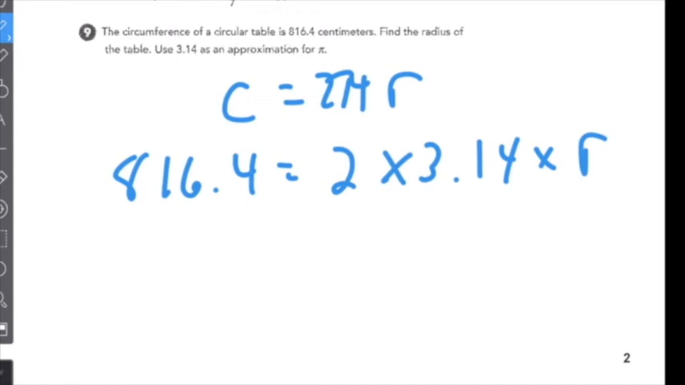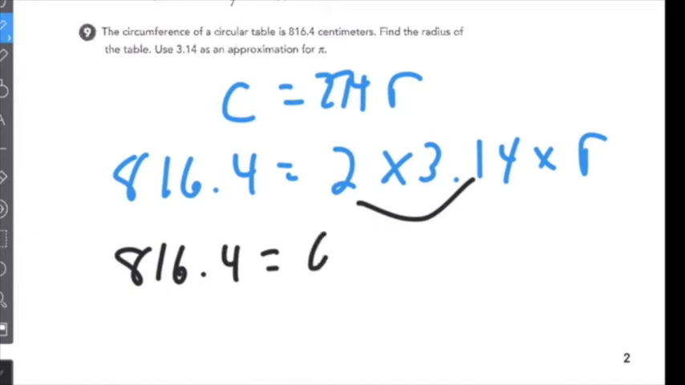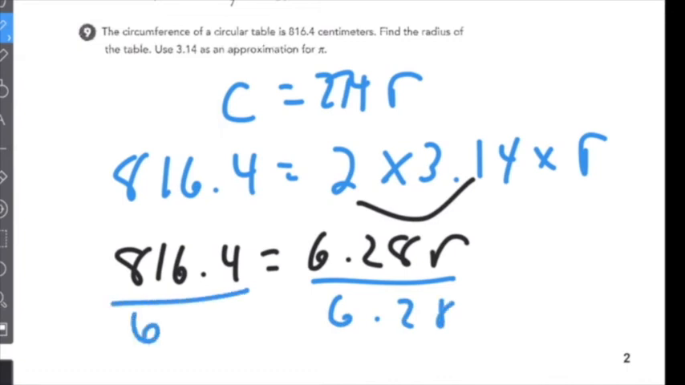So I can multiply that. It's 816.4 equals 6.28 r. All we need to do is divide by 6.28 on both sides. And when you do that, you're going to get the radius equals 130 centimeters.